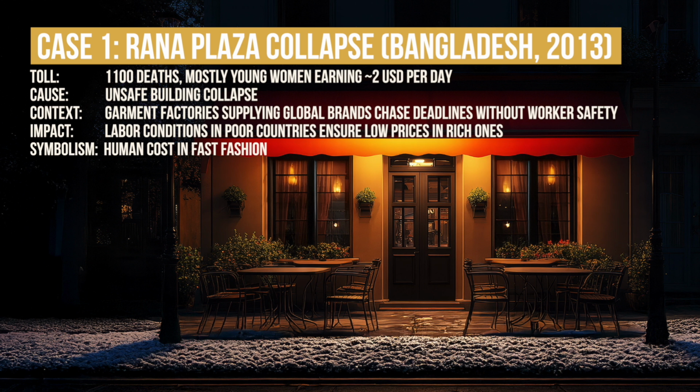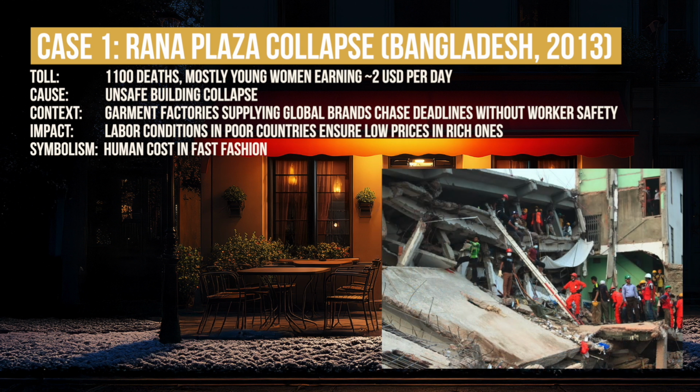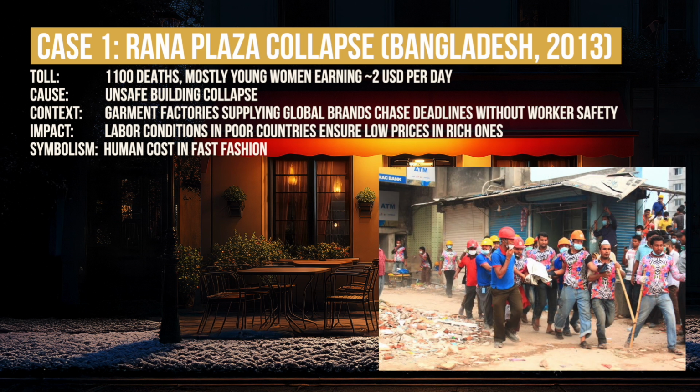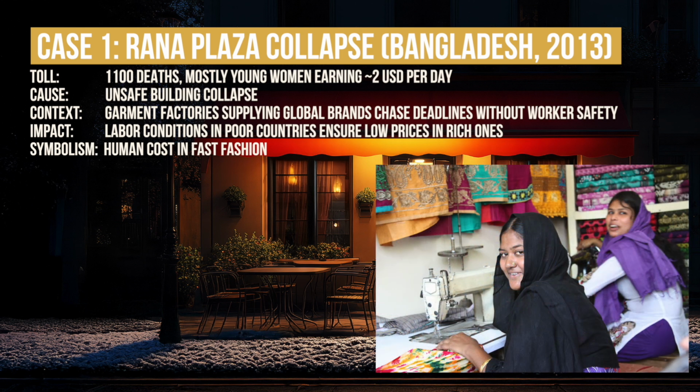It's the week we'll discuss global production networks, and the case is the 2013 Rana Plaza collapse in Bangladesh, where an 8-story building collapsed, killing over 1,100 people. At the time, the collapse attracted significant local and international attention because the unsafe building housed garment factories that produced clothes for well-known brands. Most of those killed were young women earning less than $2 a day.